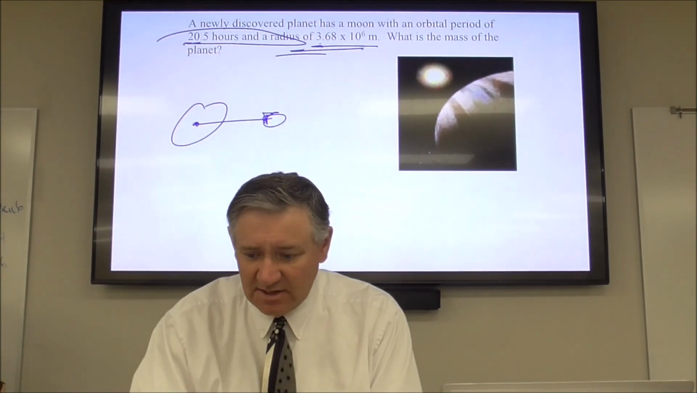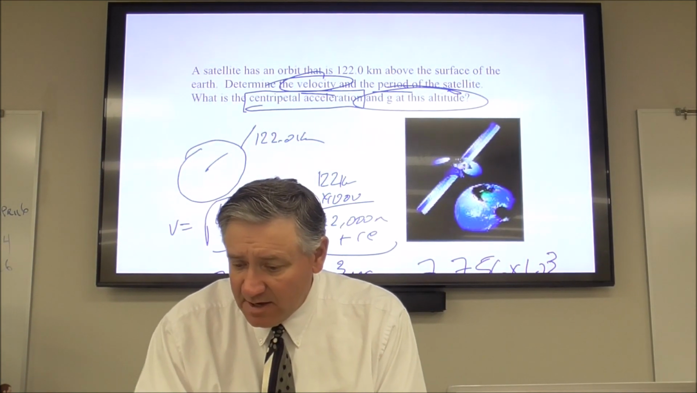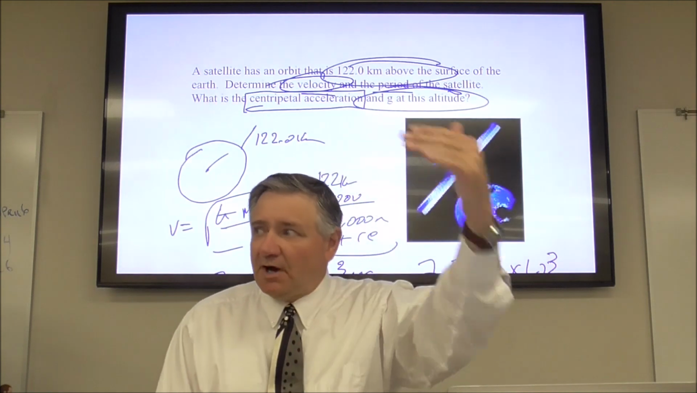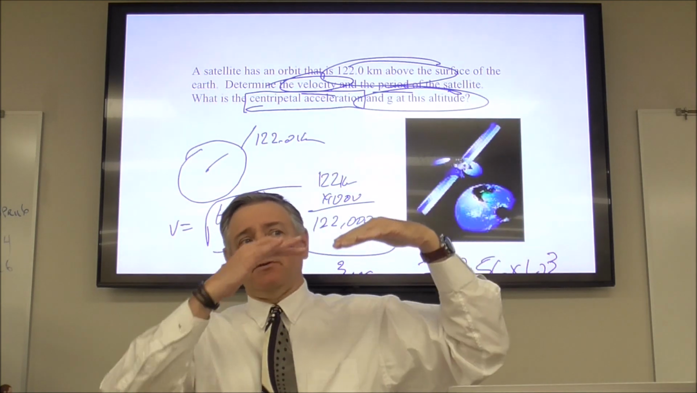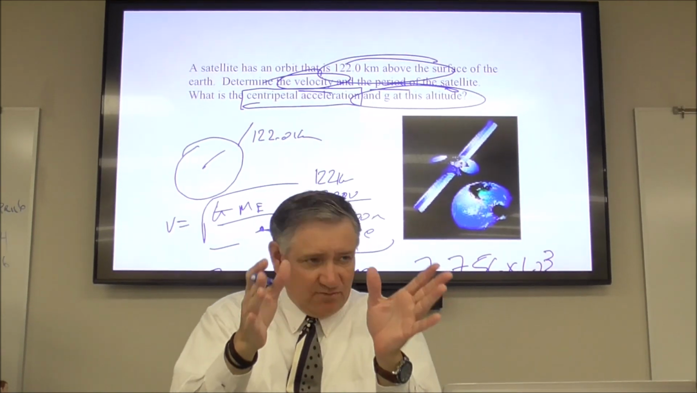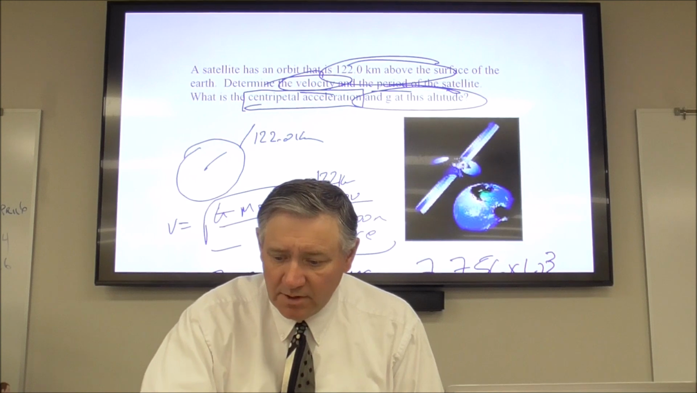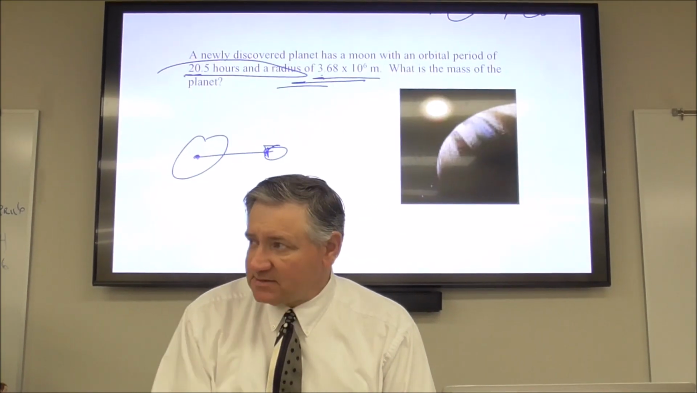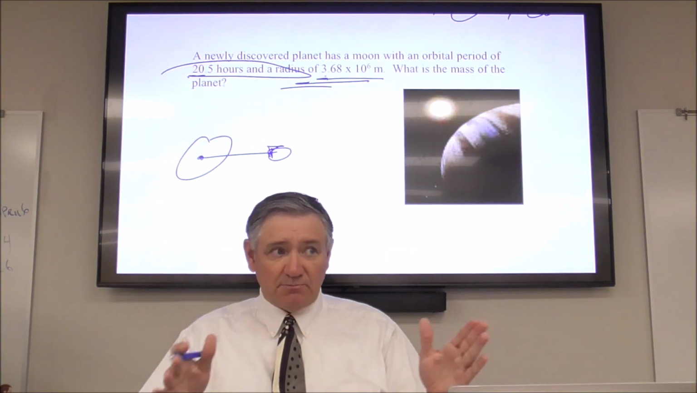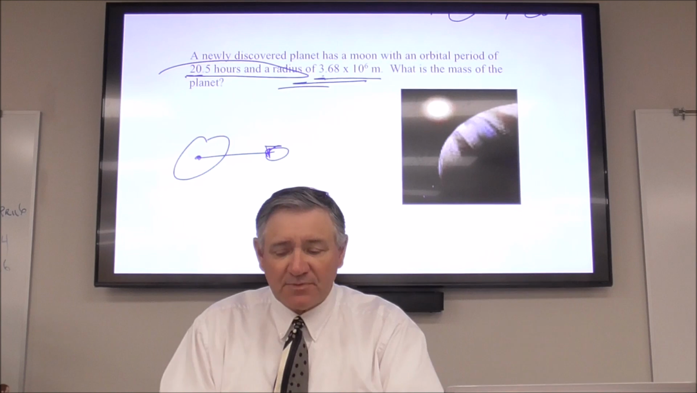In contrast, if you look at the problem we worked yesterday, I said this thing is 122 kilometers above the surface. If I tell you that it's above the surface, then you have to add in the radius of the moon, the planet, whatever that is. But if I just tell you straight up that's the radius, you don't have to do anything with it. That's the number. Just accept it.